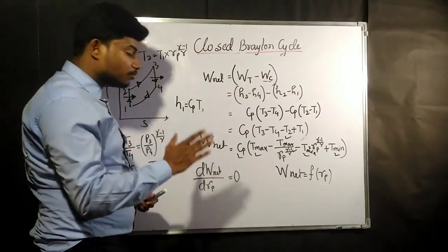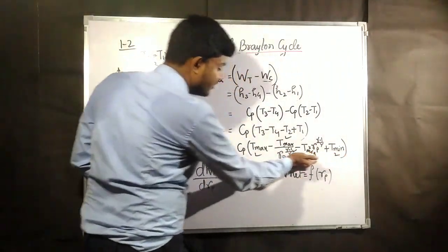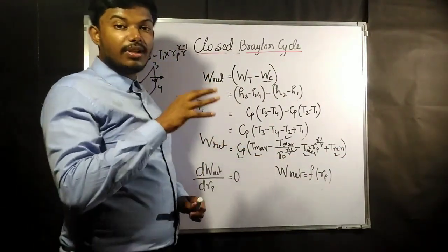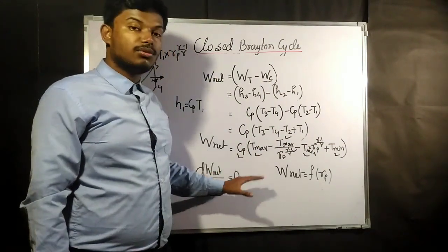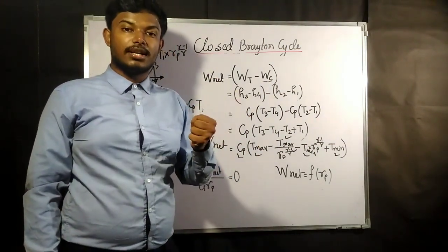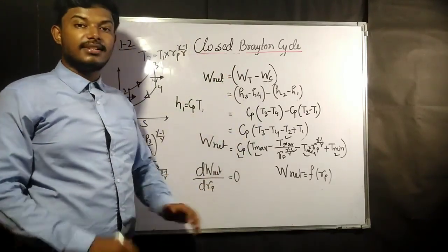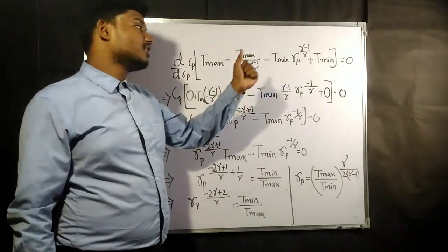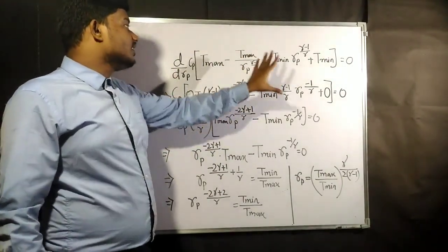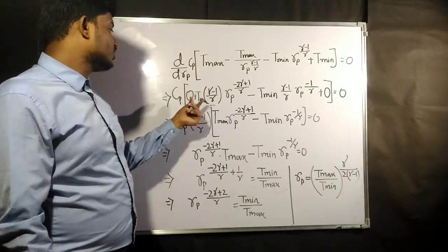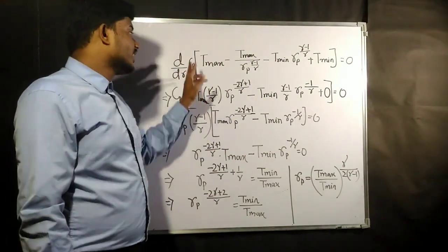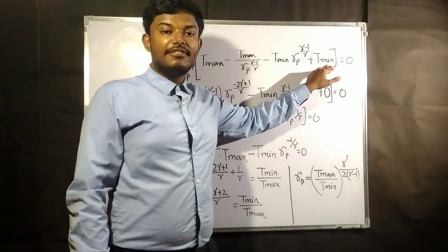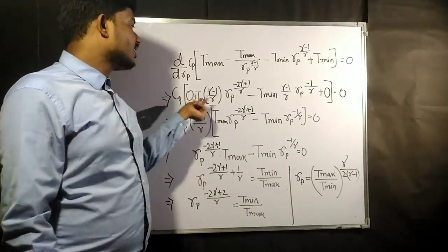That means in the next board, we are going to differentiate this expression with respect to Rp, and the conditions we get by equating this to 0 are going to be our optimum condition. So this is the expression we are going to differentiate now with respect to Rp. In this expression, Cp is going to be constant, so Cp will come out of the derivation. Now in the remaining portion, T max and T min are going to be constant, so they are going to have 0.